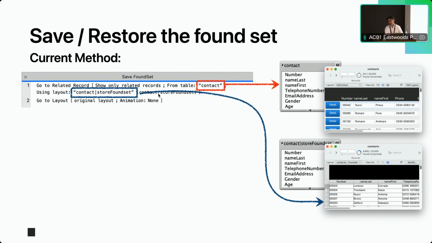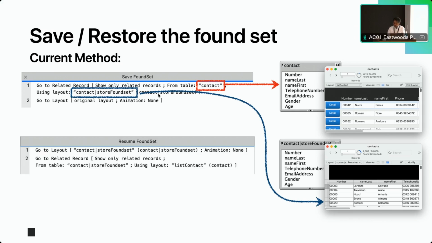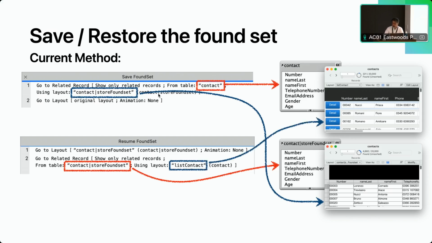The same logic applies when restoring the found set we have saved. First, switch to the layout of the other TO where we saved the found set. From here, do the same GTRR in the opposite direction. By opposite direction, I mean go to the other TO itself that is assigned to the current layout and specify the layout that you want to reproduce, the original layout, for the layout that displays the records we want.